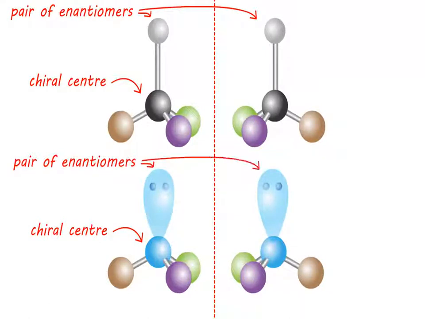Although a pair of enantiomers may undergo the same chemical reactions, they may interact differently with biological systems, and it is not unusual for drug molecules that are optically active to have one enantiomer that is effective in the treatment of a condition, and another that is either ineffective or might cause harm to the body.